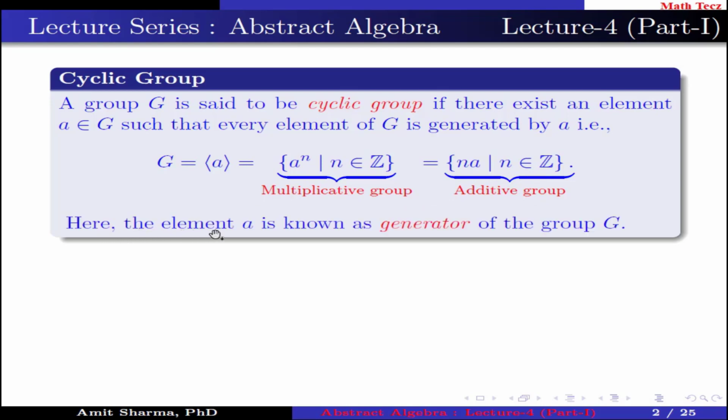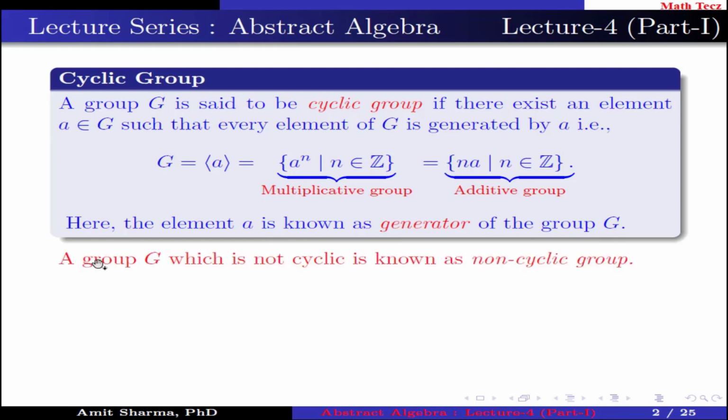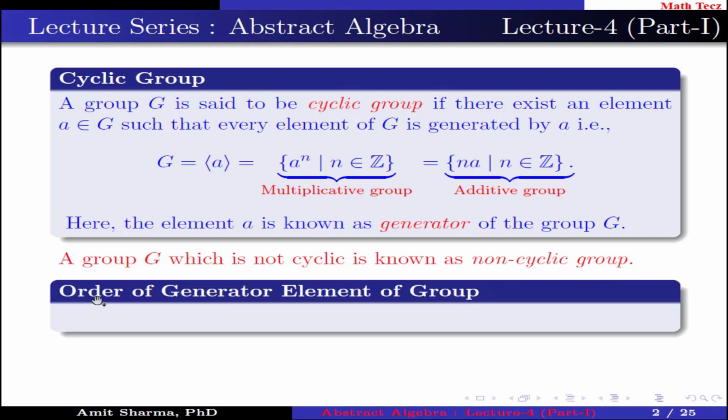Here, the element A is known as the generator of the group G. A group G which is not cyclic is known as a non-cyclic group. Order of generator element of group. If A belongs to G is the generator element of group G, then order of A equals order of G.